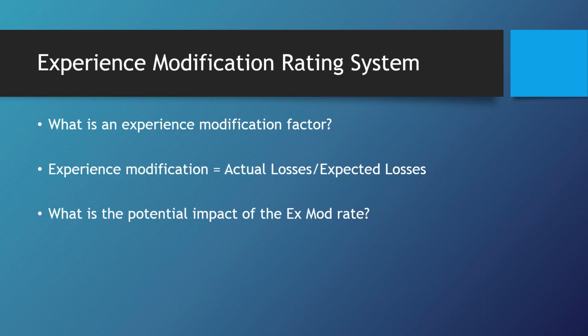So how does it work? They're measuring the insured's actual losses as a percentage, and it compares the losses or claims history of one company to all other companies in the same industry within the same state. So basically, your loss history is measured against all the other businesses like yours in your state. So what's the potential impact? It can be a good thing or it can be a bad thing.